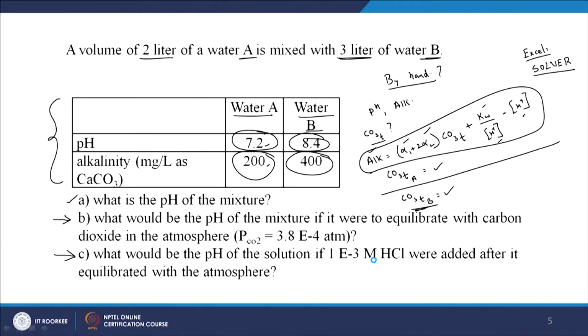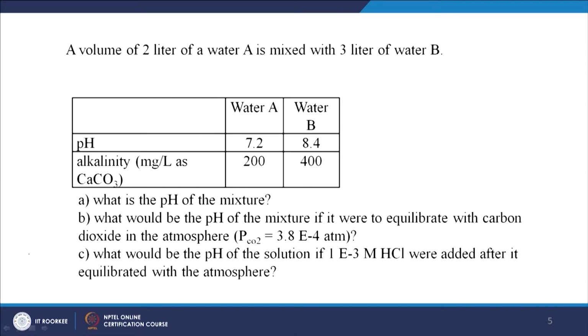So at least we are going to walk through in detail how to solve it by Visual MINTEQ. So let us look at the question again and see what we are up to. So we have pH and we have alkalinity of the mixture, and what was the approach earlier? We need to calculate the CO3 total and H total of both solutions, this particular solution and that particular solution. And how are we going to do that? We are going to use Visual MINTEQ, with 7.2 and 8.4 and 200 and 400.